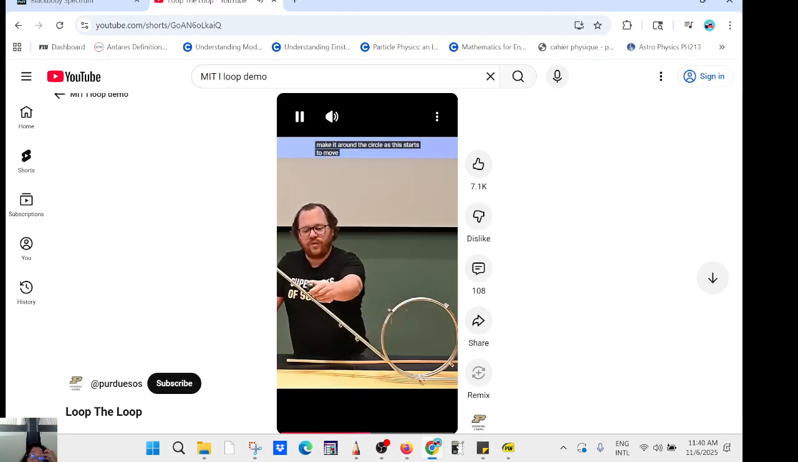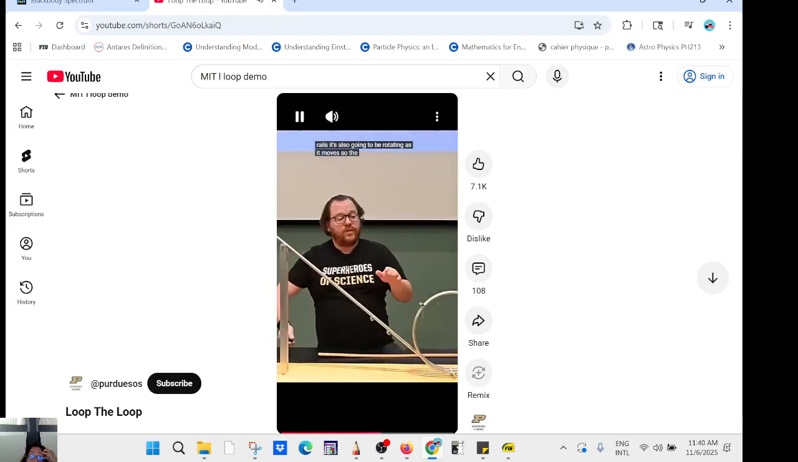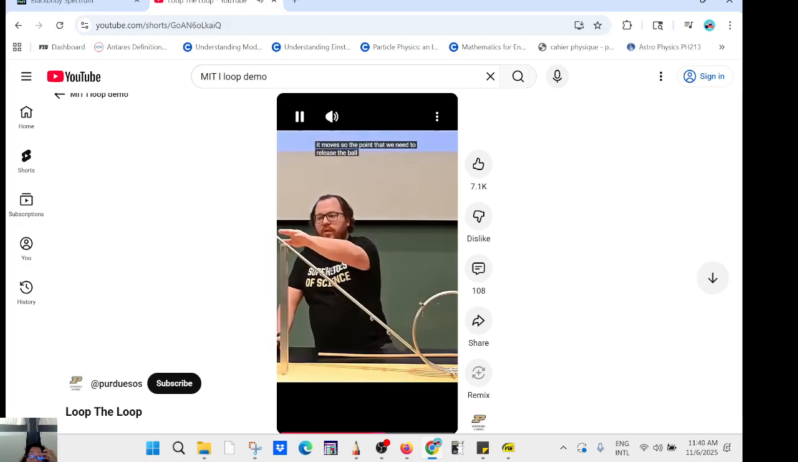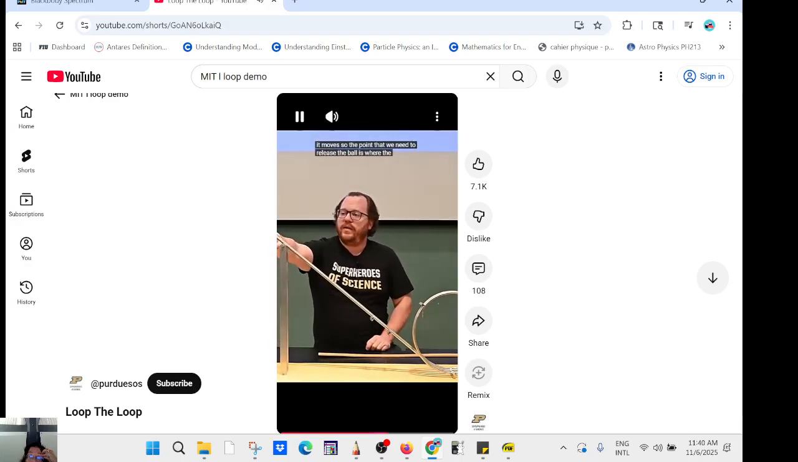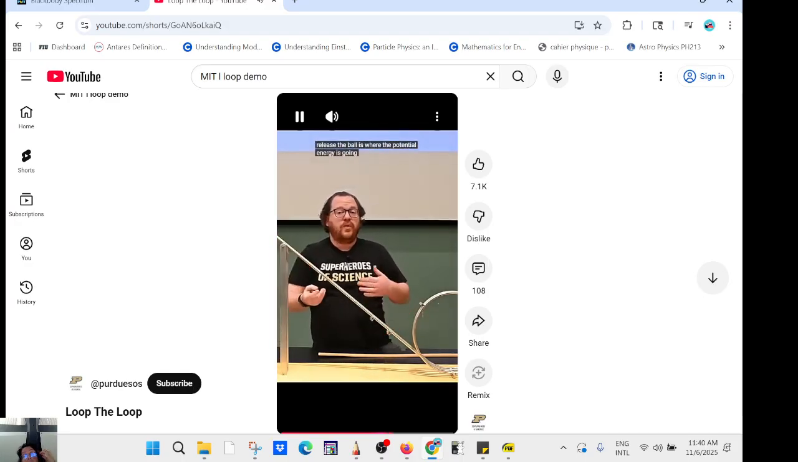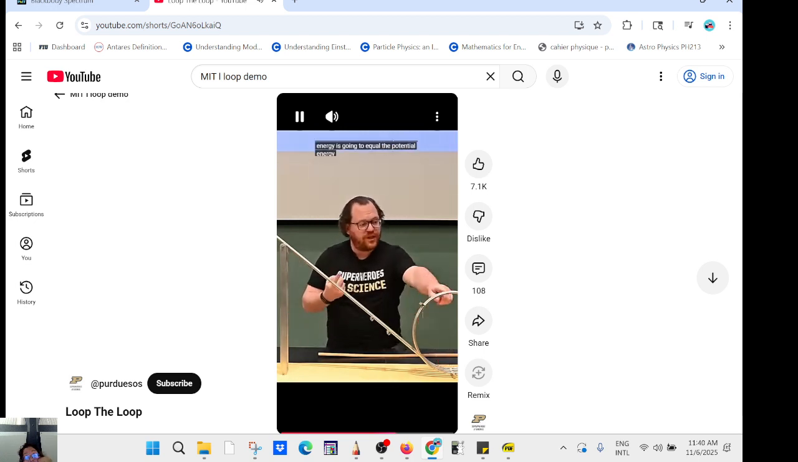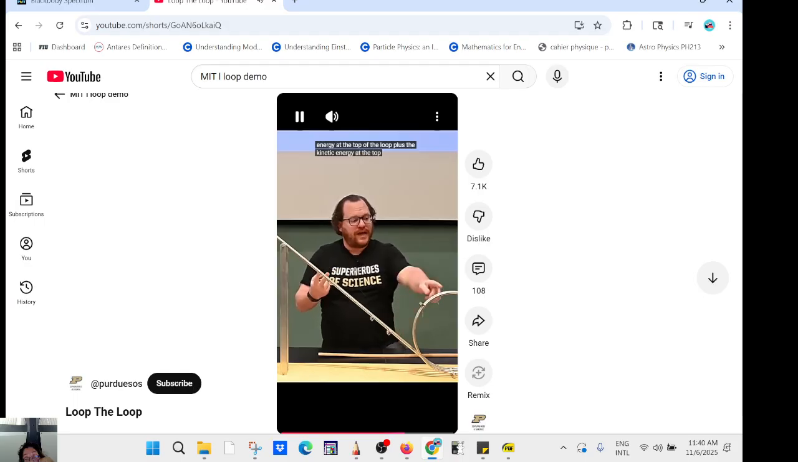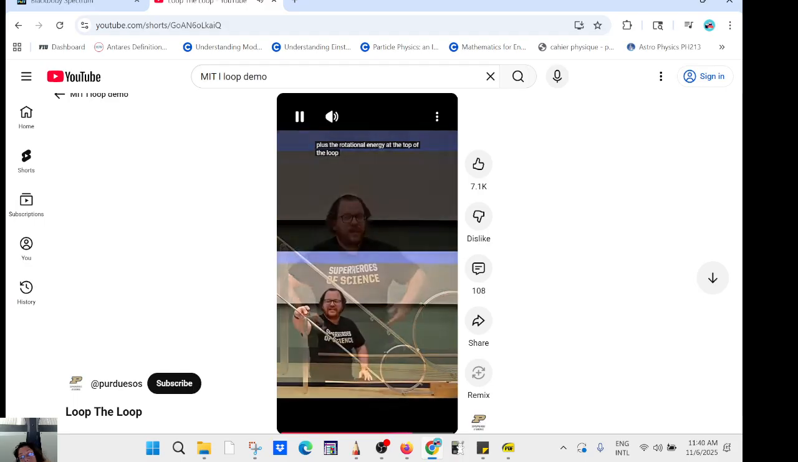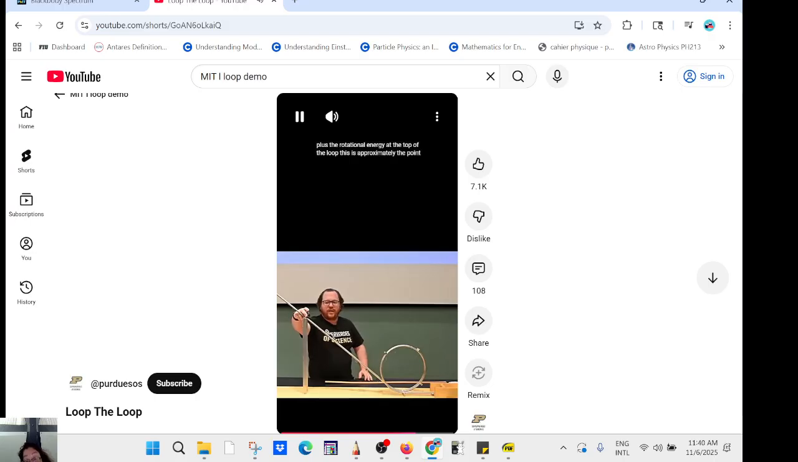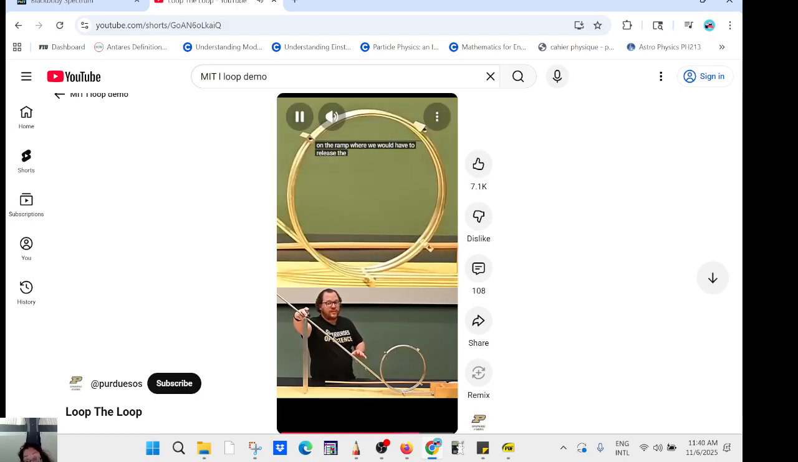As this starts to move, it doesn't just slide down the rails, it's also going to be rotating as it moves. So the point that we need to release the ball is where the potential energy is going to equal the potential energy at the top of the loop, plus the kinetic energy at the top of the loop, plus the rotational energy at the top of the loop. This is approximately the point on the rail for the marble.